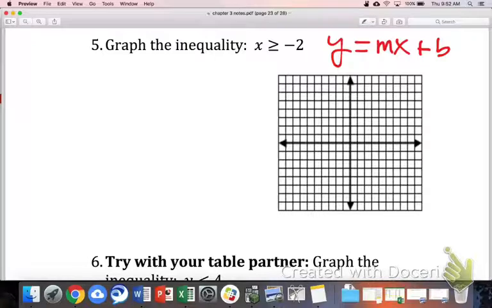Let's just be really honest with ourselves. X is greater than or equal to negative 2 could, listen, I'm going to say a really strong word here, it could never be written as y equals mx plus b because there's no y. There's no y in there, so there is no way for us to write this as y equals mx plus b. So here's what I'd want you to think of.